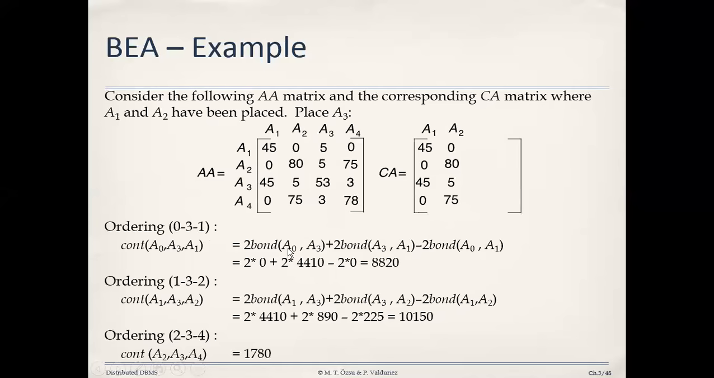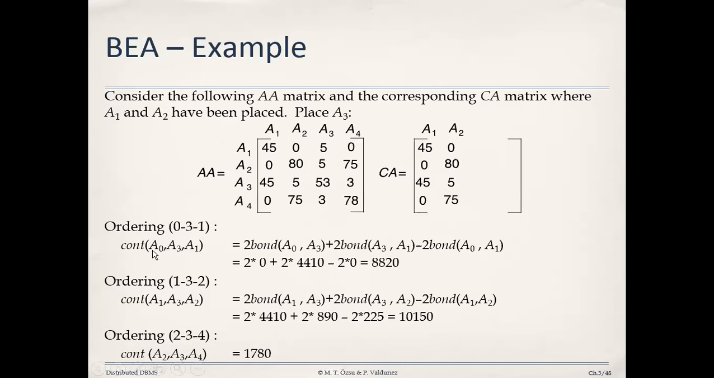और बॉन्ड कैसे निकलता है? मिसाल के तौर पे इन दोनों का बॉन्ड निकालना है, A1 A2 का. That is 45 into 0 plus 0 into 80 plus 45 into 5 plus 0 into 75. This is the bond. Let's suppose मुझे A3 और A4 का निकालना है, तो 5 into 0 plus 5 into 75 plus 53 into 3 plus 3 into 78, ये जो भी अमाउंट आएगा that is basically the bond. और वो बॉन्ड किस में यूज हो रहा है? इस कंट्रीब्यूशन में यूज हो रहा है.